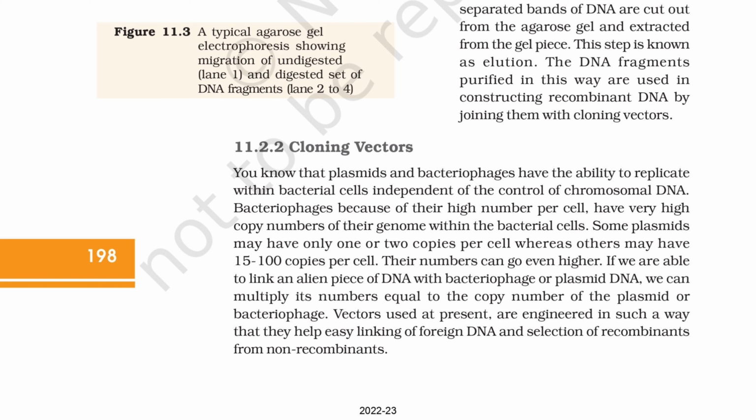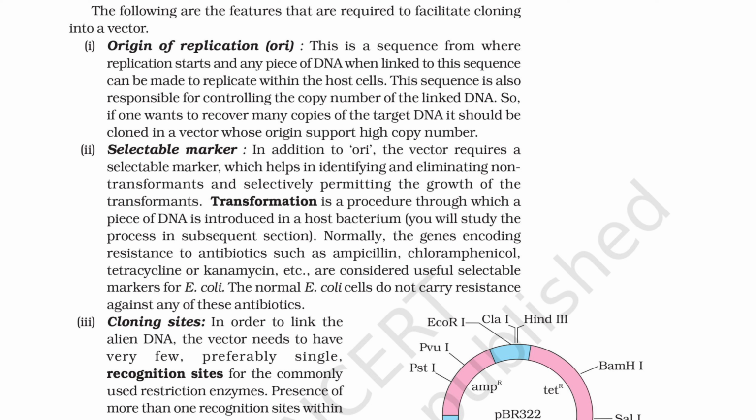If we are able to link an alien piece of DNA with bacteriophage or plasmid DNA, we can multiply its numbers equal to the copy number of the plasmid or bacteriophage. Vectors used at present are engineered in such a way that they help easy linking of foreign DNA and selection of recombinants from non-recombinants. The following are the features that are required to facilitate cloning into a vector.